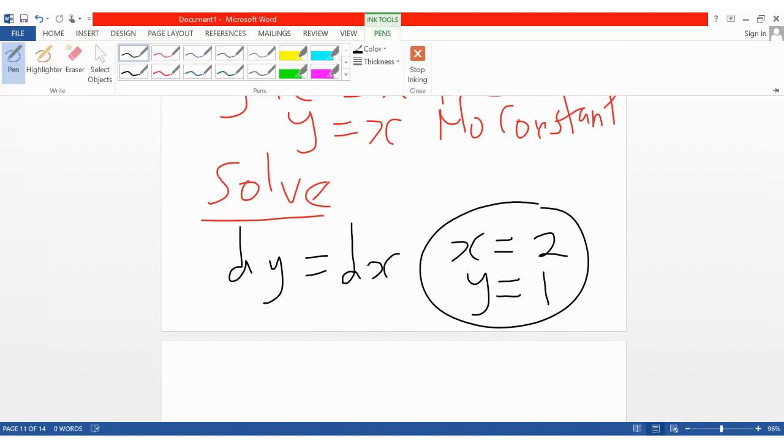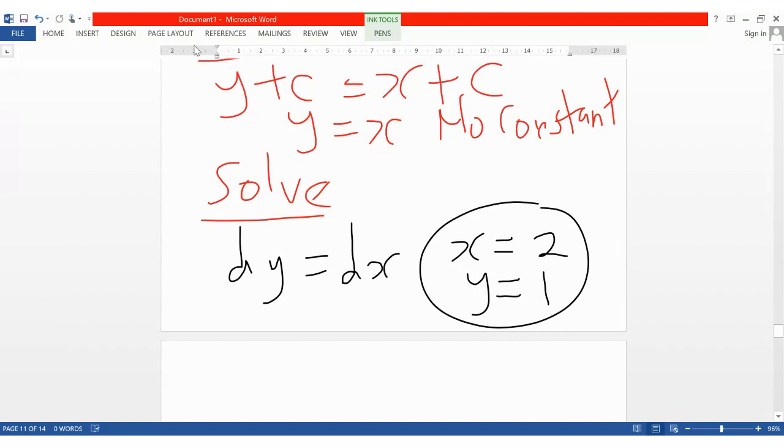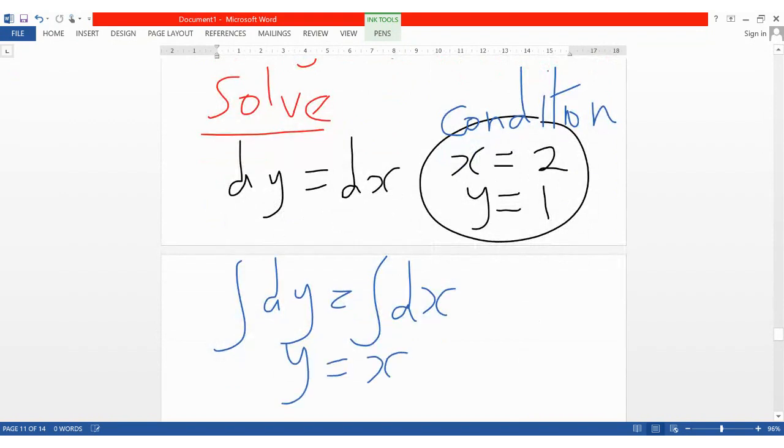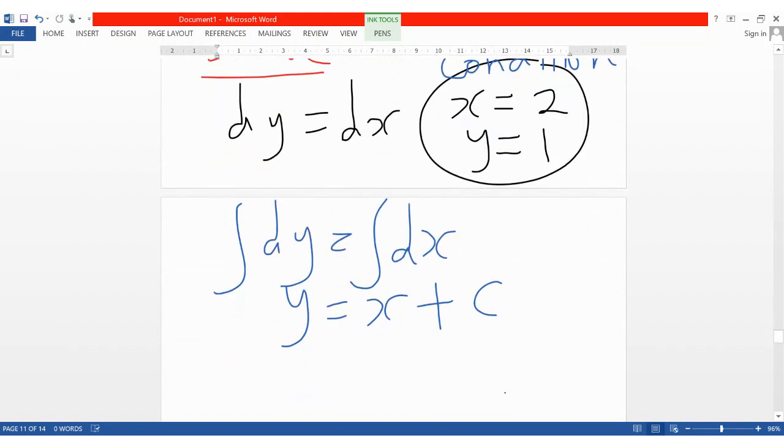These are the conditions that will be given if you want to calculate the value of c. So we integrated both sides, dy and dx, you remember? After integrating, we came up with y is equal to x plus c. We said we just add one c on the right hand side. Now, using the boundary conditions, we can substitute: x is equal to 2 and y is equal to 1. Where there's a y, I replace with 1, and where there's an x, I replace with 2, plus c. So this means that c will be negative 1.